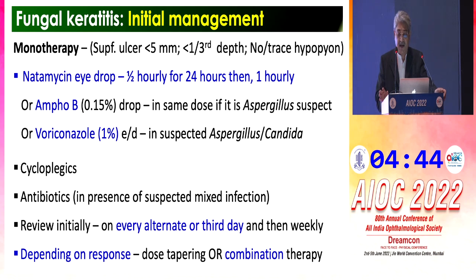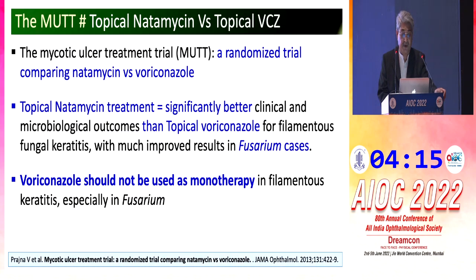Monotherapy, depending upon the size, shape, and hypopyon of the ulcer, so natamycin or Ampho-B is the choice, with a cycloplegic and antibiotic. Depending upon the response, initially you give it 1-hourly, as Dr. Namrata said, even during sleeping hours; you try to motivate the patient. Then review initially on alternate day or third day, then weekly. And depending upon the response, you taper the dose or may start combination therapy.